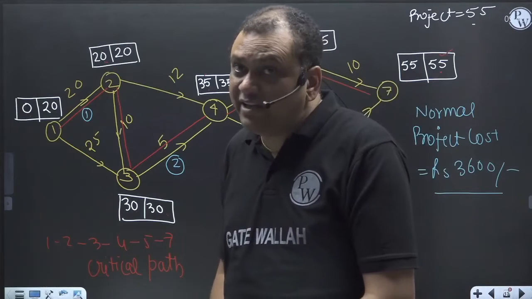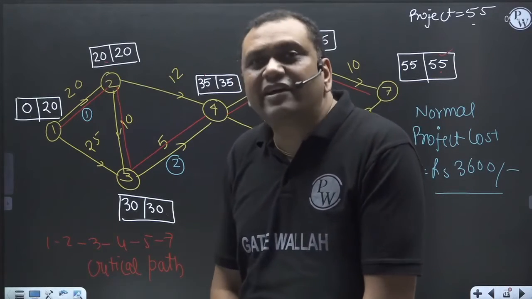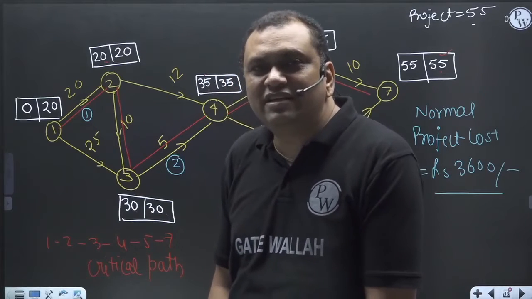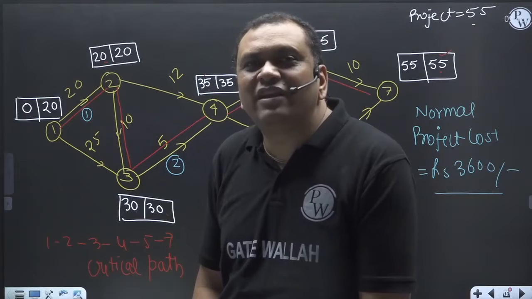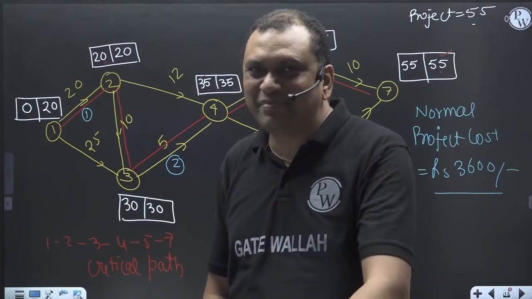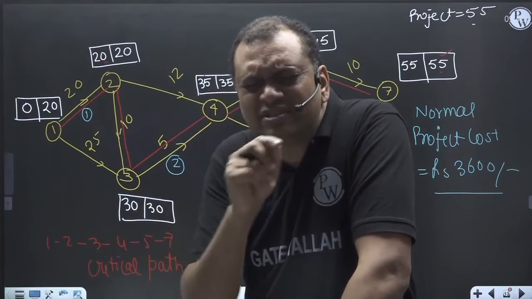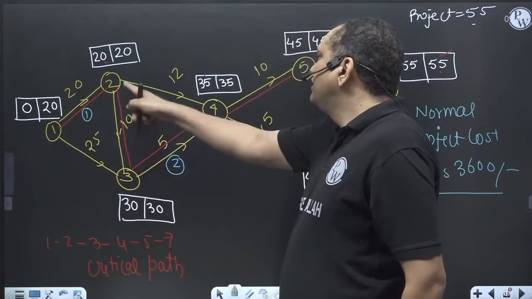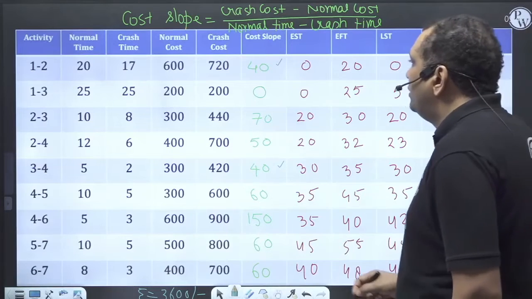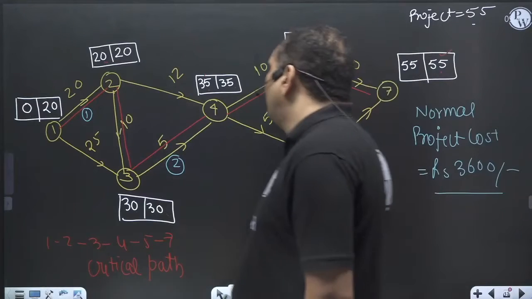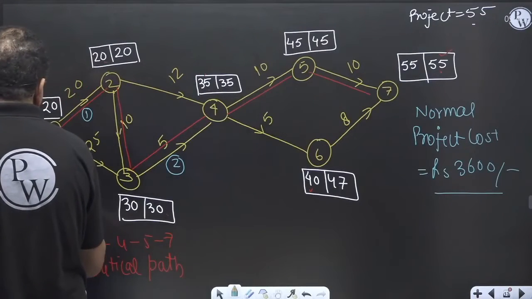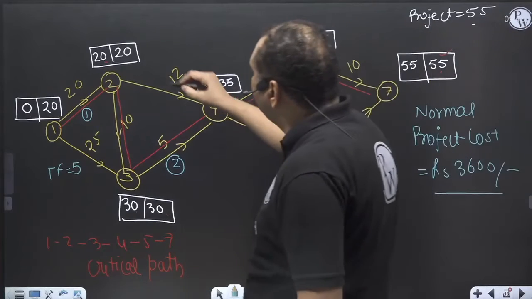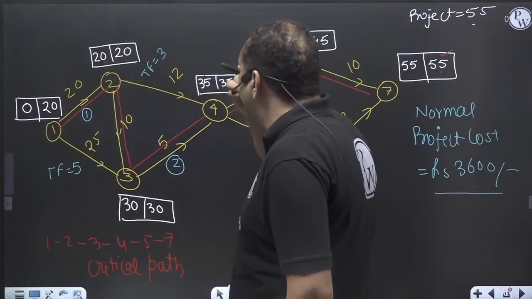Before crashing any activity, we have to see the total float available on the parallel branch. So 1 to 3 and 2 to 4. For 1 to 3, the total float is 5. And for 2 to 4, the total float is 3.